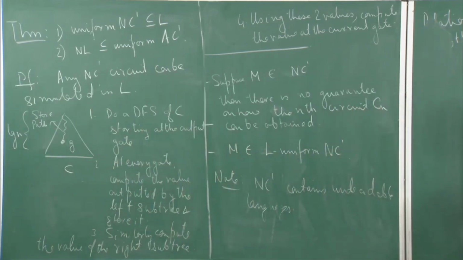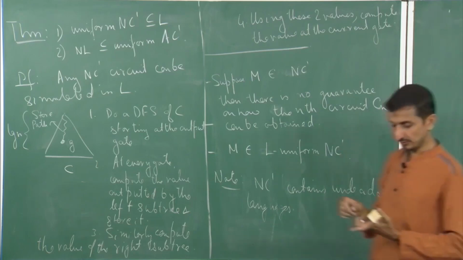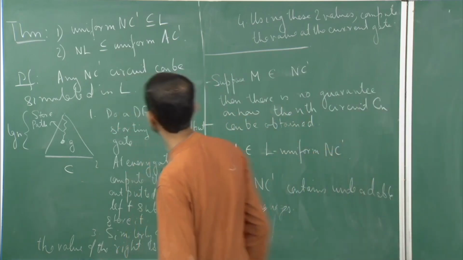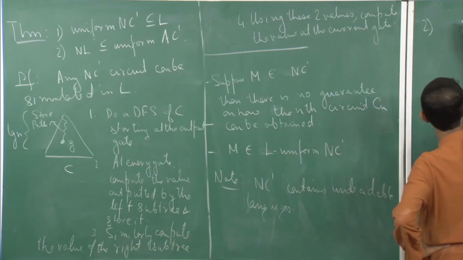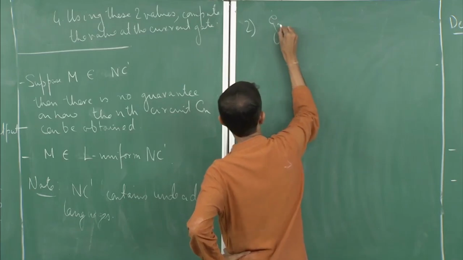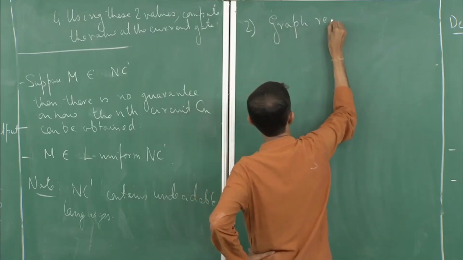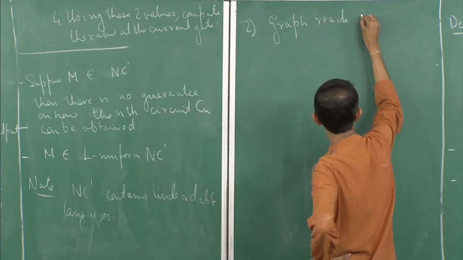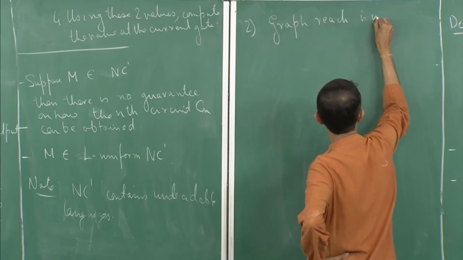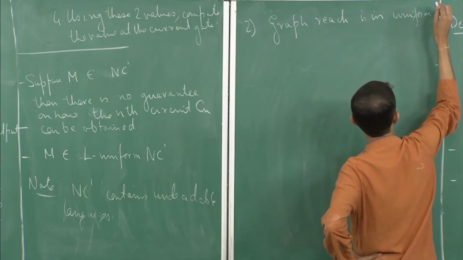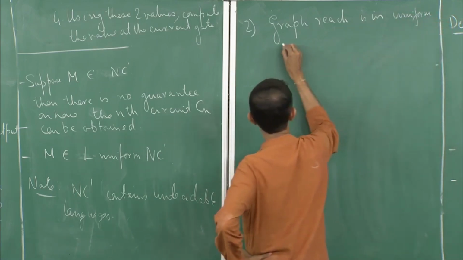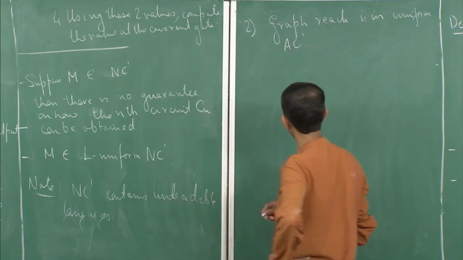So we have to argue that for every problem in NL, there is an AC1 circuit. So here we will use the fact that NL has a complete problem, and what we will show is that graph reachability is in uniform AC1.